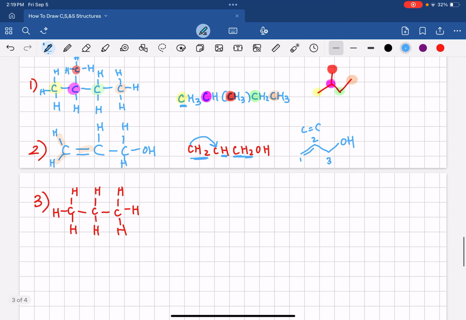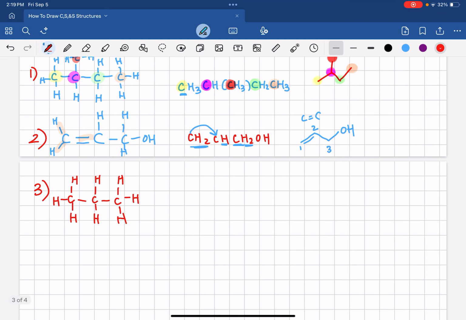Now for the last example, let's go ahead and create the condensed structure. So this carbon over here is CH3 because it's a carbon bonded to 3 hydrogens. This carbon is bonded to 2 hydrogens, so I'll be writing CH2. And again, lastly, for the end piece, CH3, that is my complete condensed structure.